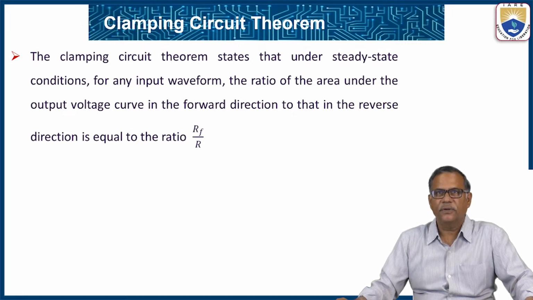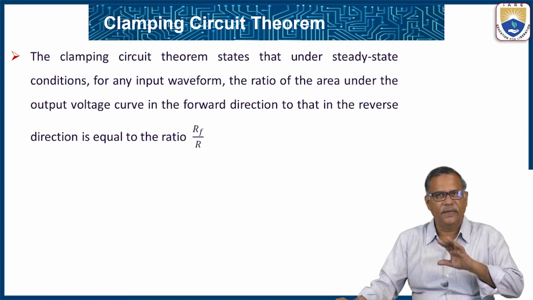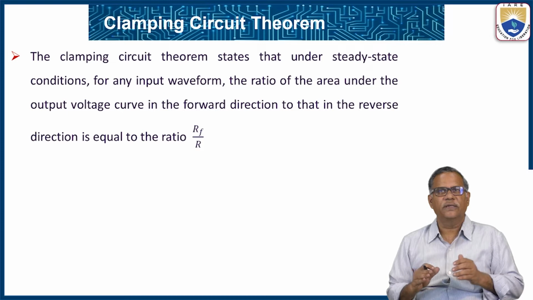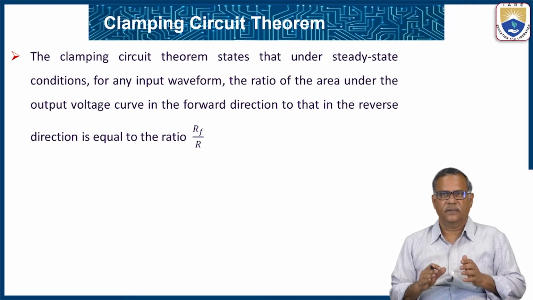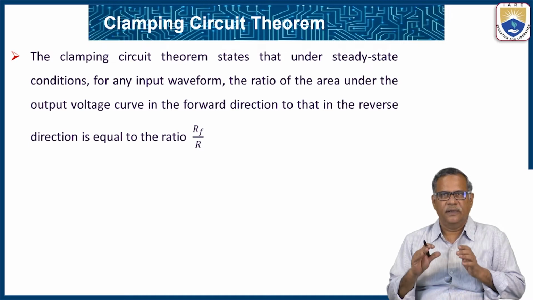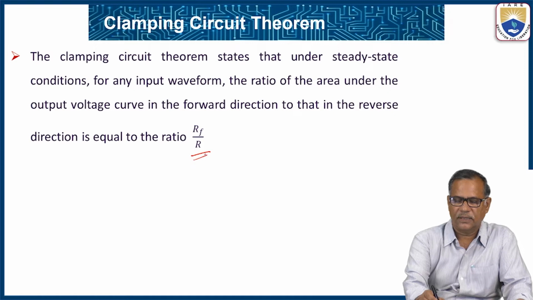So the clamping circuit theorem states that under steady state conditions for any input waveform, the ratio of the area under the output voltage curve in the forward direction to that in the reverse direction is equal to the ratio Rf by R. So this is the clamping circuit theorem.